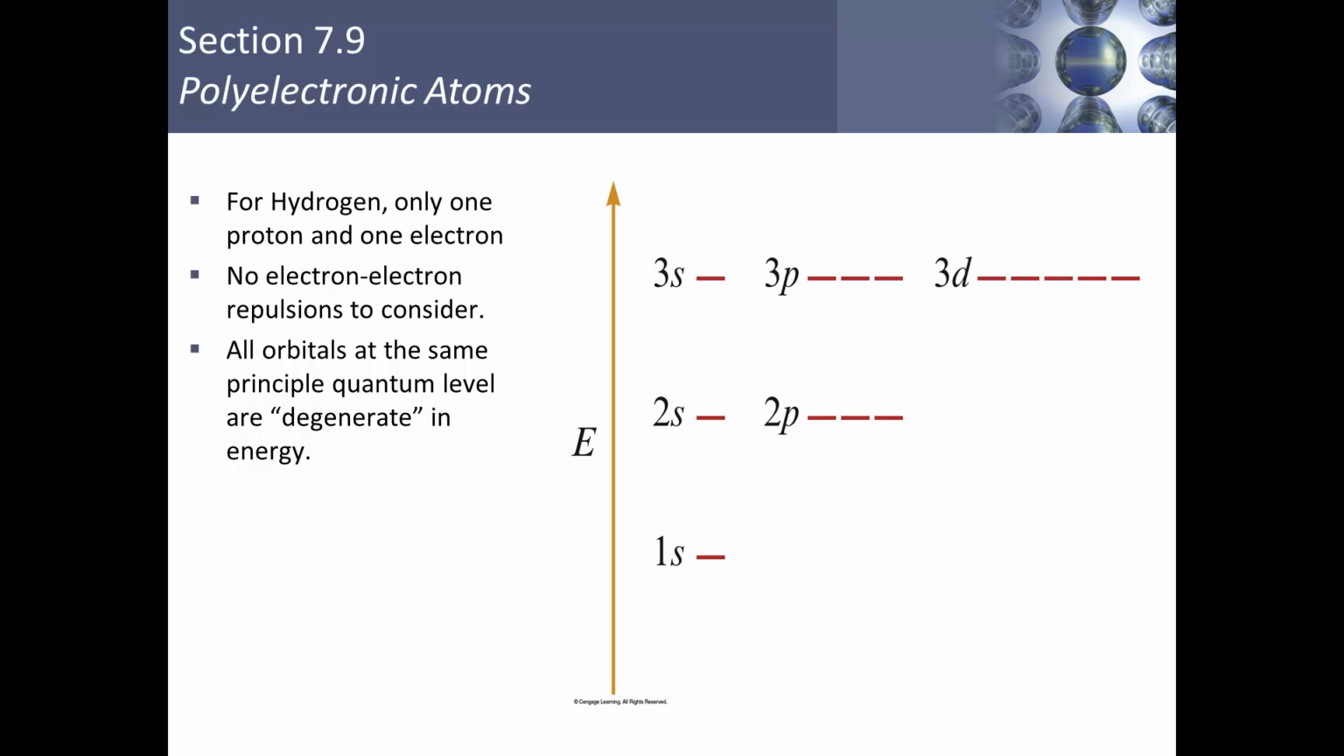Now, when we look at polyelectronic atoms, atoms with more than one proton and more than one electron, like helium or something with a greater atomic number, we have three energy contributions to consider. We have the kinetic energy of electrons moving around the nucleus, as we have in hydrogen. We have the potential energy between the nucleus and our electron, as we do in hydrogen. But we have a third energy contribution in polyelectronic atoms, which is the potential energy of repulsions between electrons to consider.